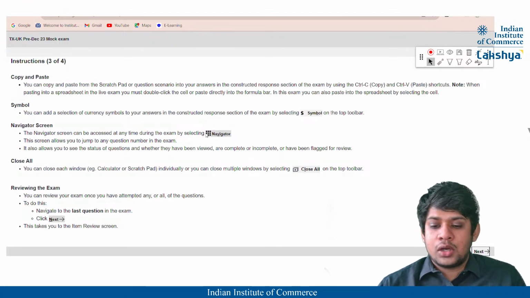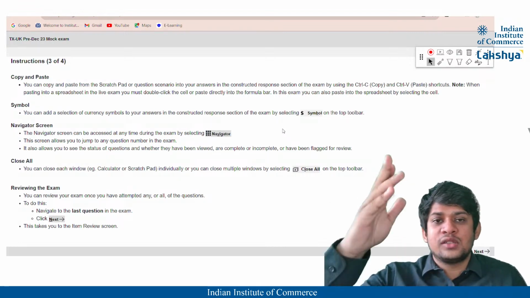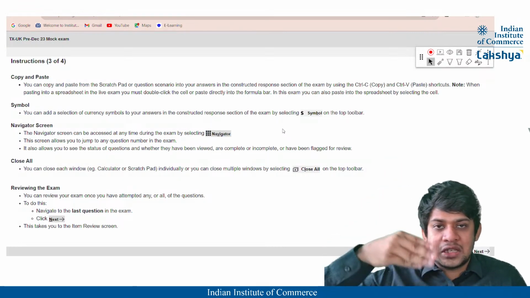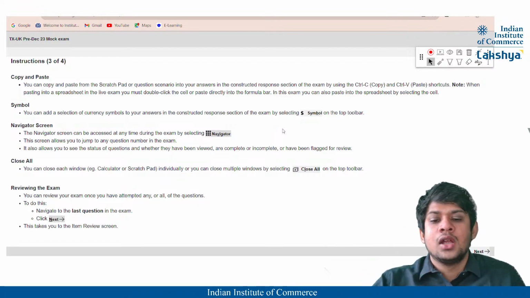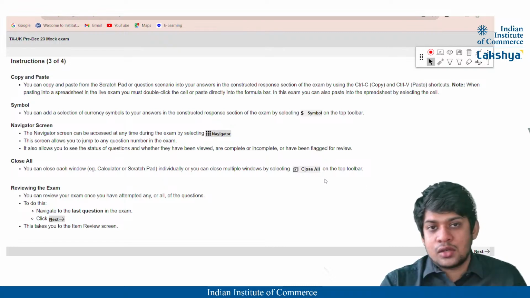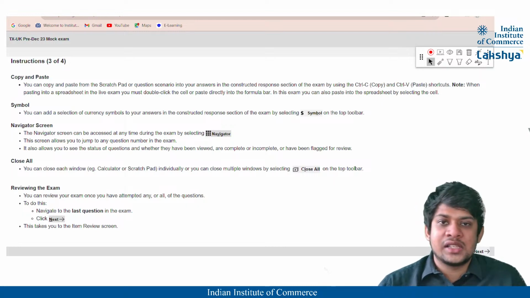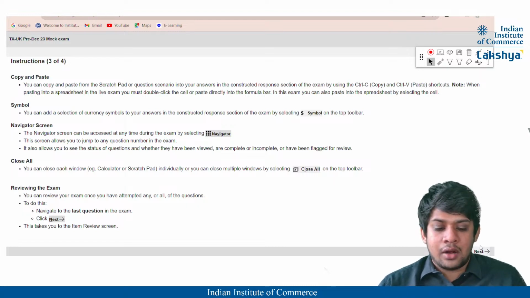Okay, then the most important here is the option called navigator. If you click on that option, it will open up the questions for you. So you can just go to whichever question you want directly, rather than just clicking on next and previous. So navigator is quite important, guys. And after the last question, you will have an option to end your examination. So you're going to end it.